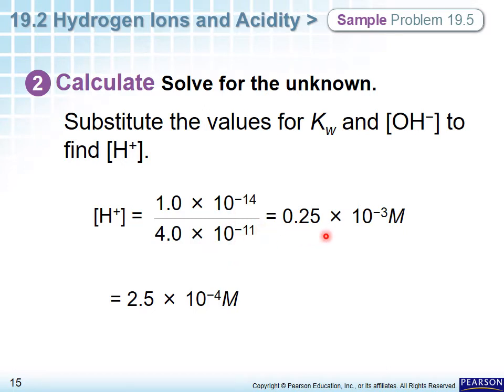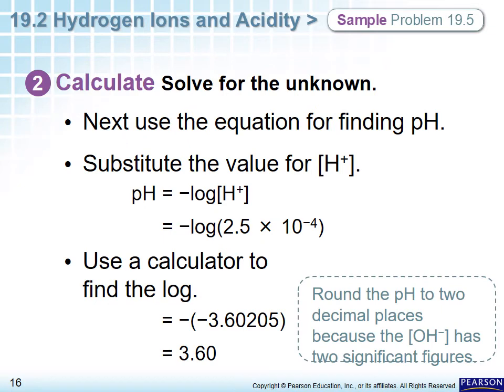When you divide, it gives you 0.25 times 10 power negative 3. Remember, the decimal must be after one digit. So 2.5 times 10 power negative 4 molar. This is the concentration of the H positive ion. When you have the concentration, next use the equation to find the pH. Substitute the value of the H positive ion. What you found in the previous slide, 2.5 times 10 power negative 4. So put the value here for H.